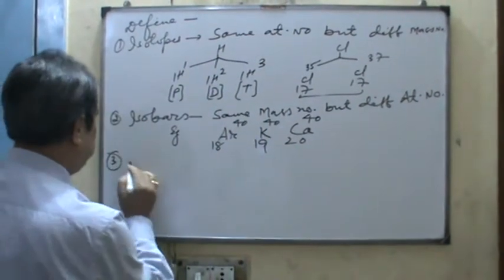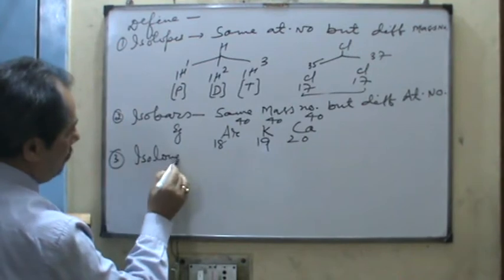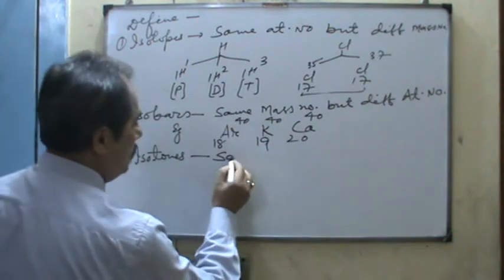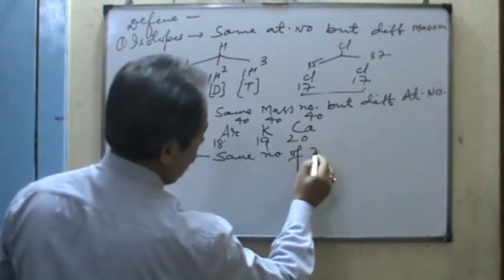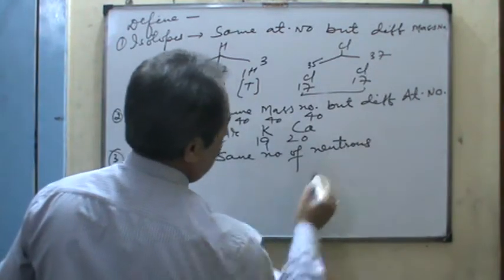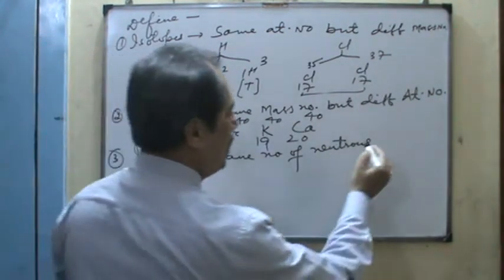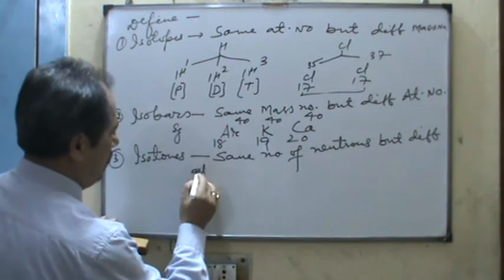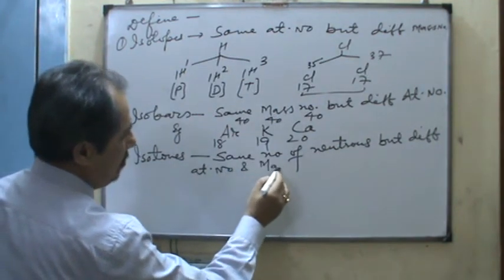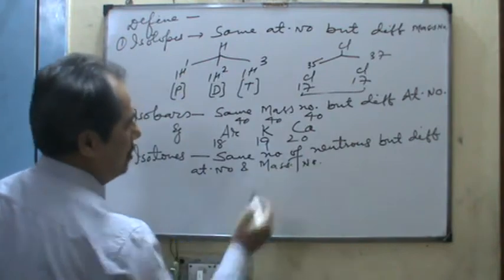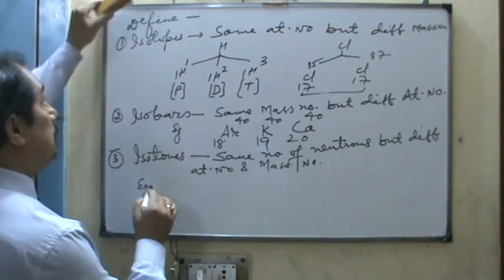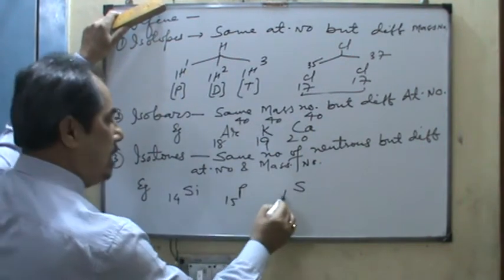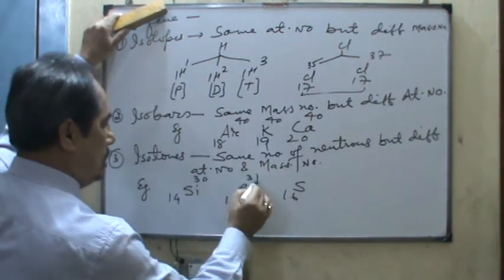Now, what is isotones? What do you mean by the term isotones? That is the same number of neutrons but different atomic number and mass number. For example, you can say, dear students, silicon, phosphorus and sulfur, 14, 15 and 16, with mass numbers 30, 31 and 32.